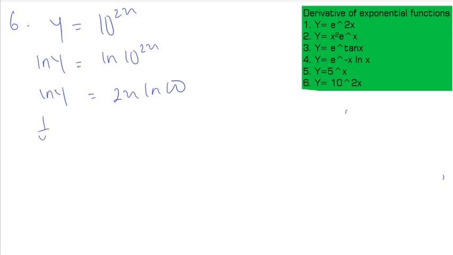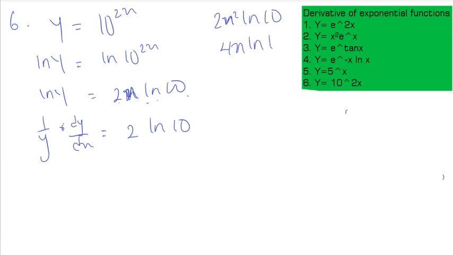Then we'll take the derivative of both sides. Then this will be 1 over y multiplied by dy/dx is equal to 2 natural log of 10, right? Because this 2 and natural log of 10 is a constant, the coefficient of x. So whenever we differentiate this, we're just going to get 2 ln 10. It's just like if you had 2x squared ln 10, we're going to differentiate x squared and get 2x, then we'll multiply everything. That will be 4x natural log of 10.